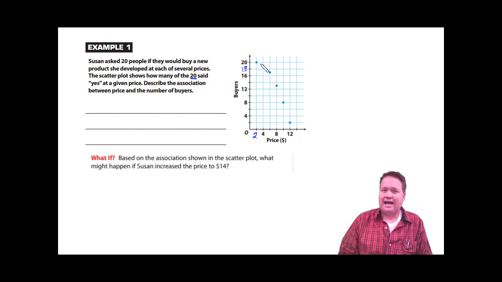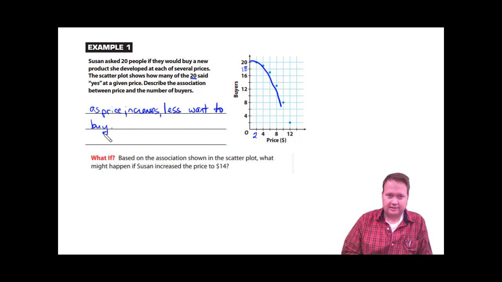So we can say that as the price goes up, the less people want whatever it is that she's buying. And so we can say that if we were going to describe the association, it's definitely going down. So we say as the price increases, the demand goes down. As price increases, there would be less people want to buy what you're selling. And you can elaborate on that sentence if you like.